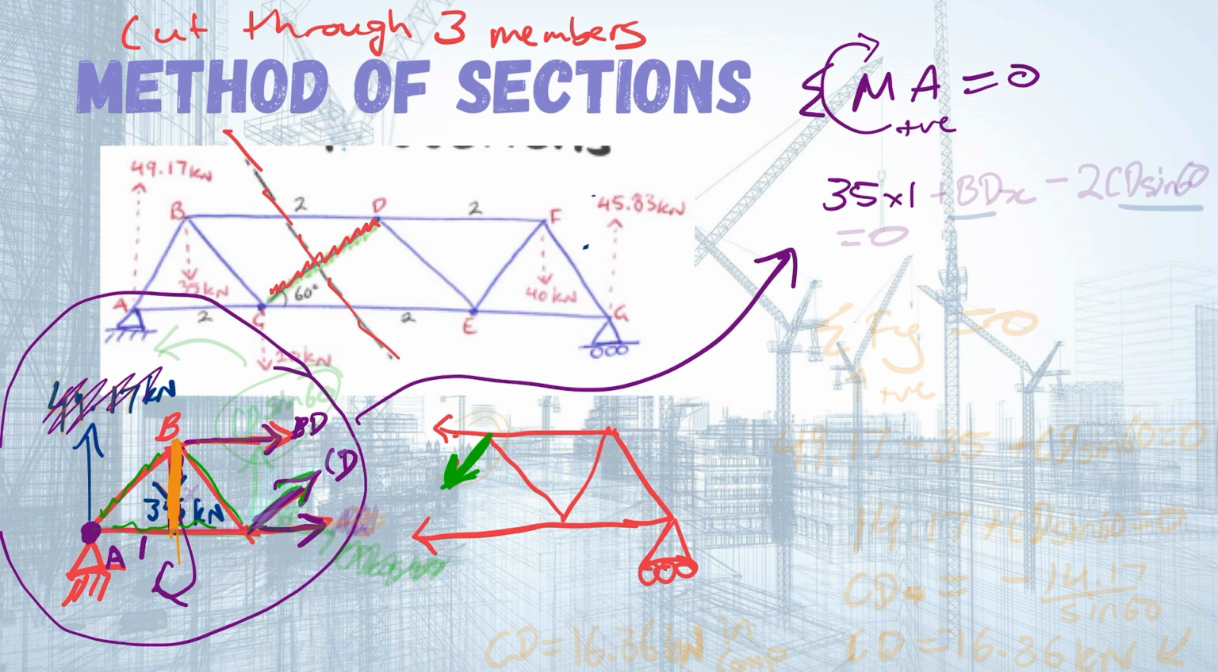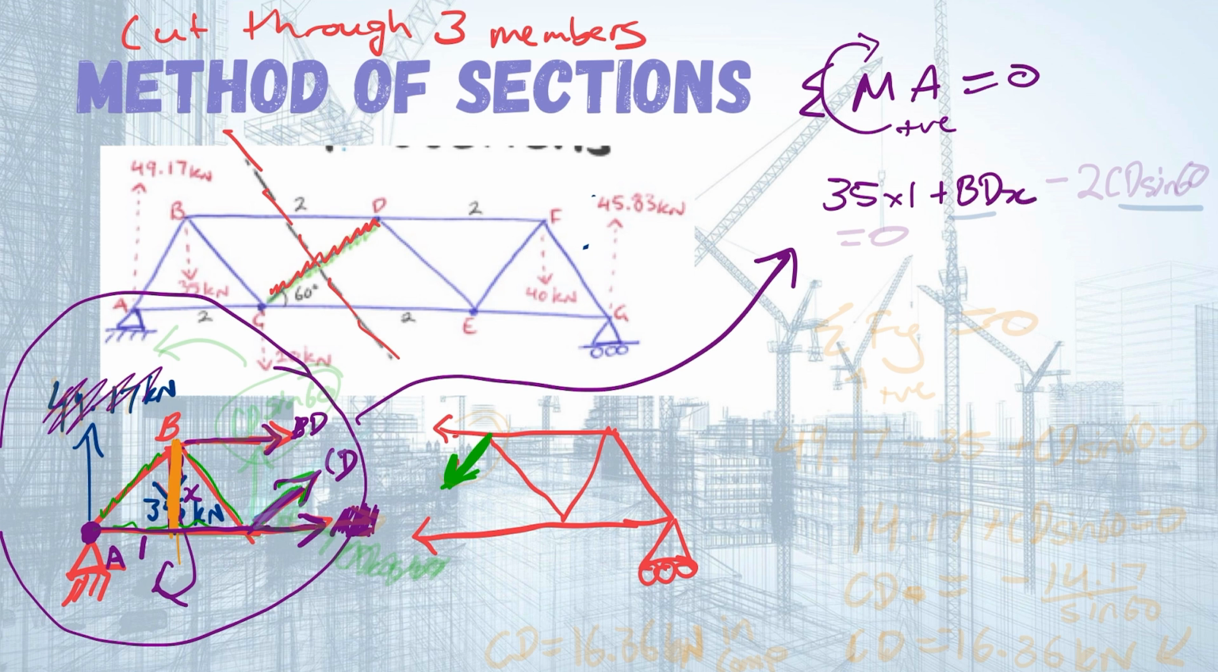And then we also have this member here. So this is member AC. And that has a perpendicular distance of 0 because it acts through that point. So we can ignore that one there. That's not going to come into our calculations. So we have, let's call this distance x. We have plus BD times x.